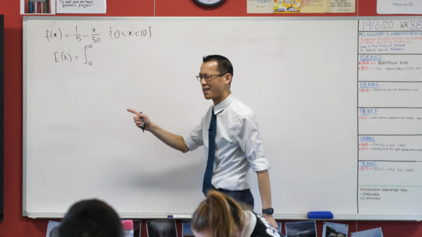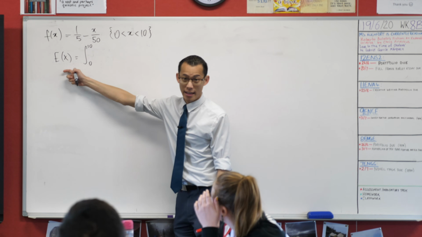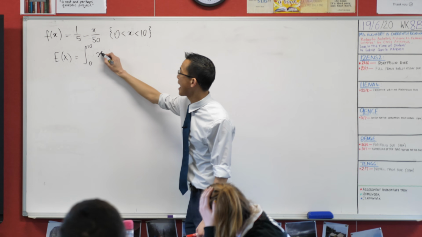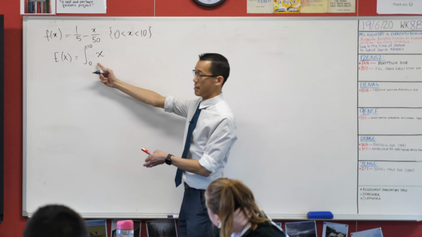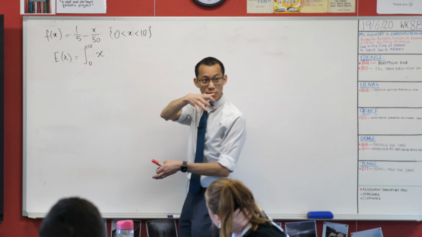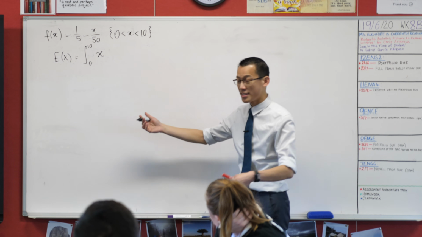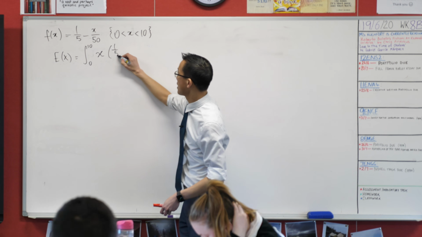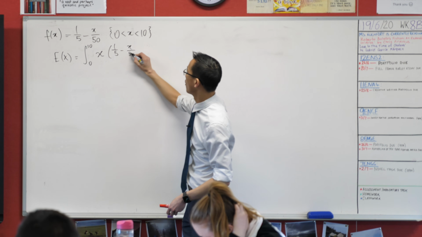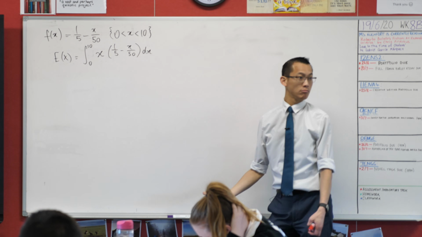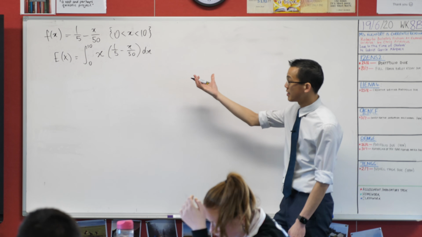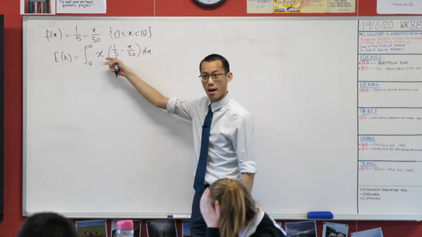But I'm not working out a probability, I'm working out an expected value. So that's why I'm going to put an extra x in there, which indicates me multiplying the probability by the score. Do you remember us doing that? 5, 10, 15, etc.? Okay. Great, so there's the x, and then here comes the f of x. 1 over 5 minus x on 50 with respect to x. There you go.